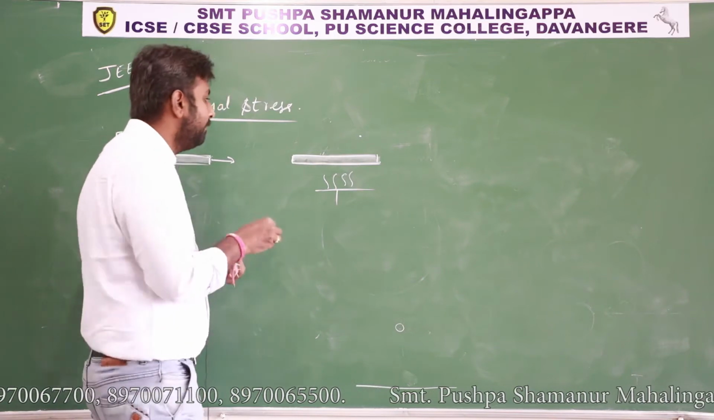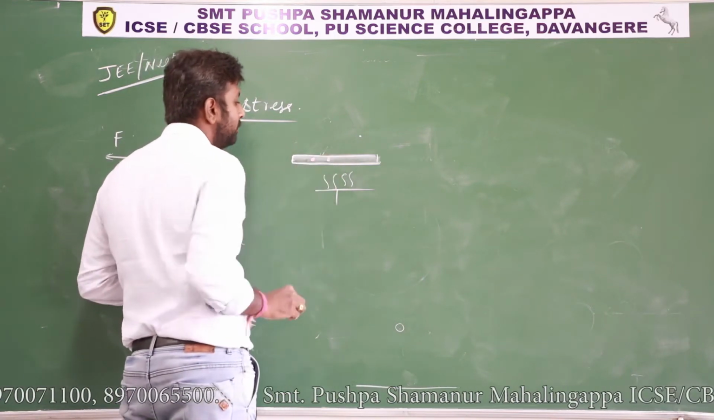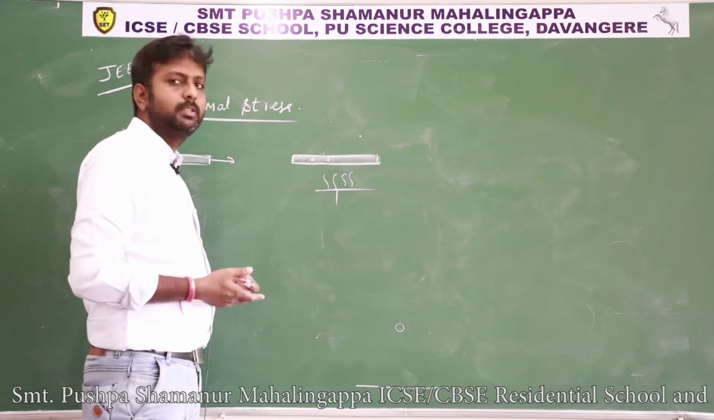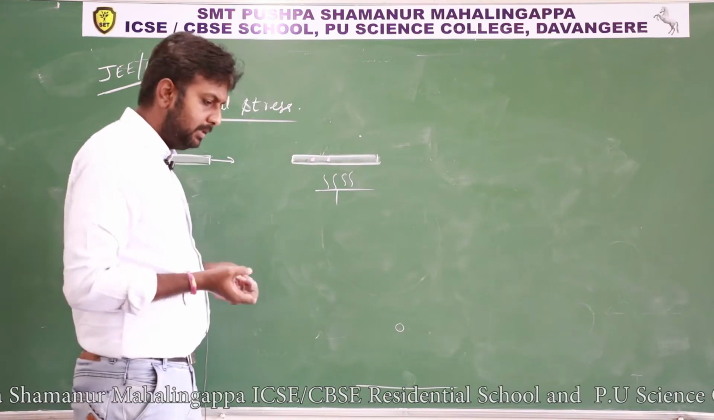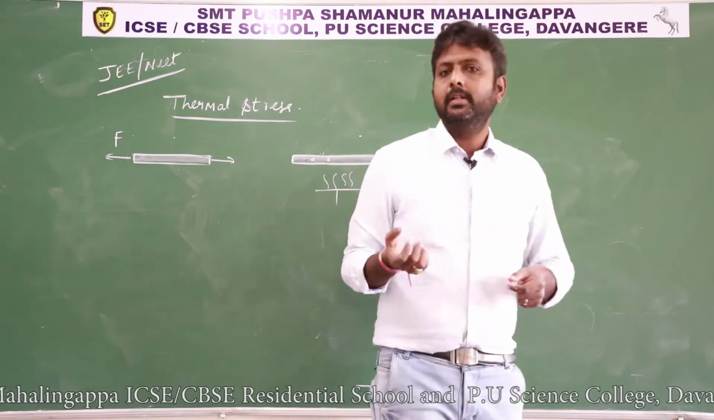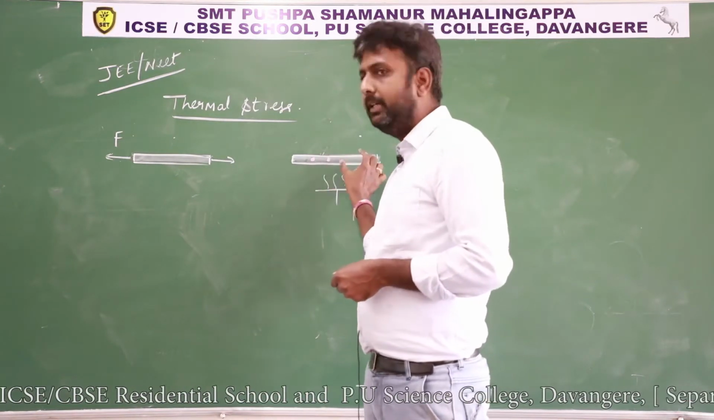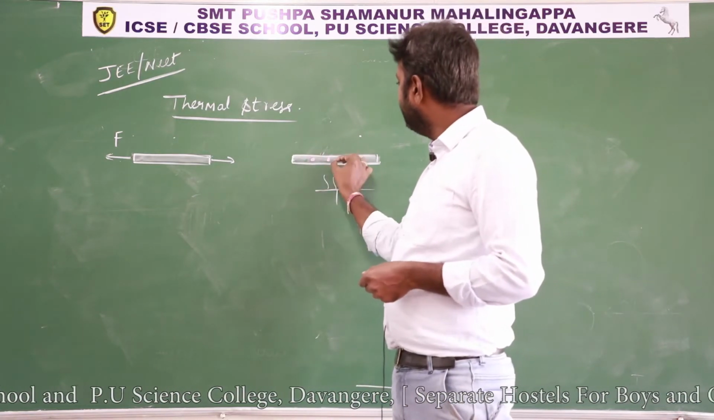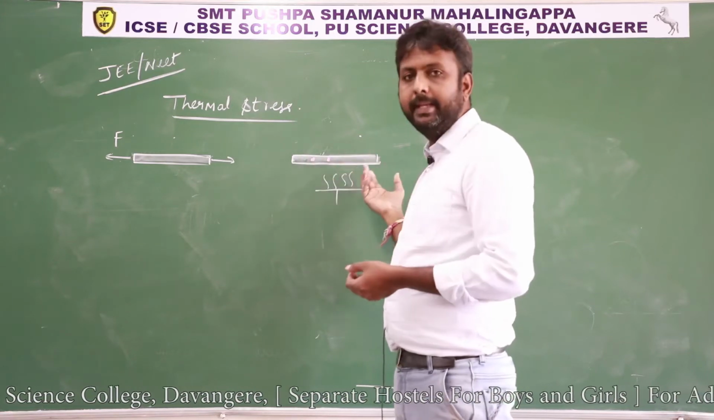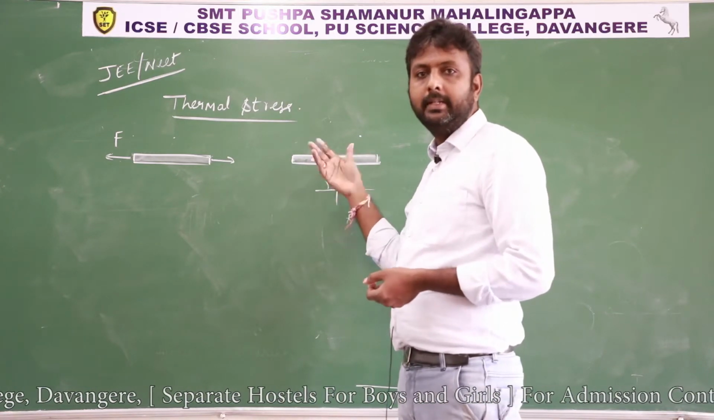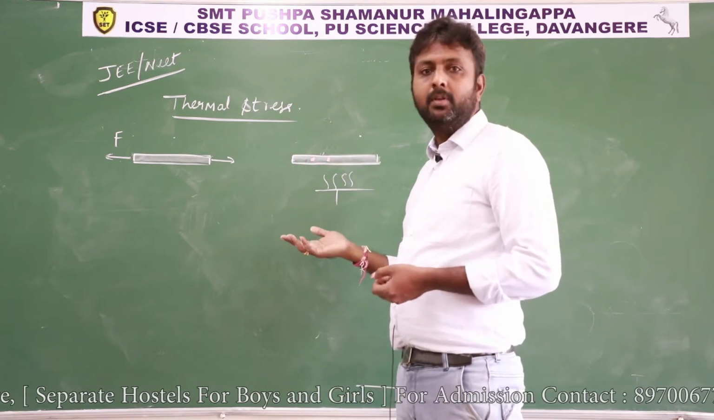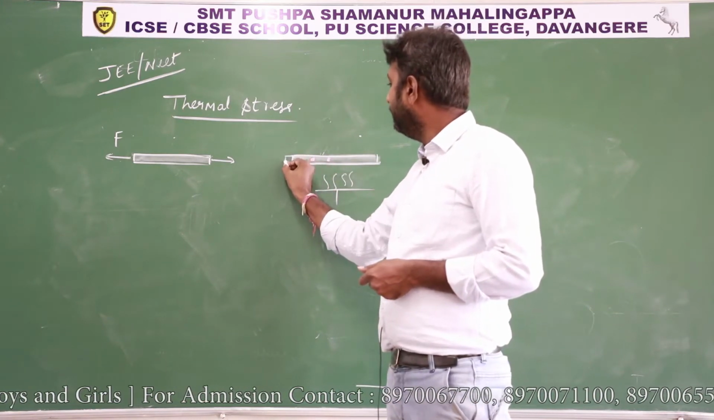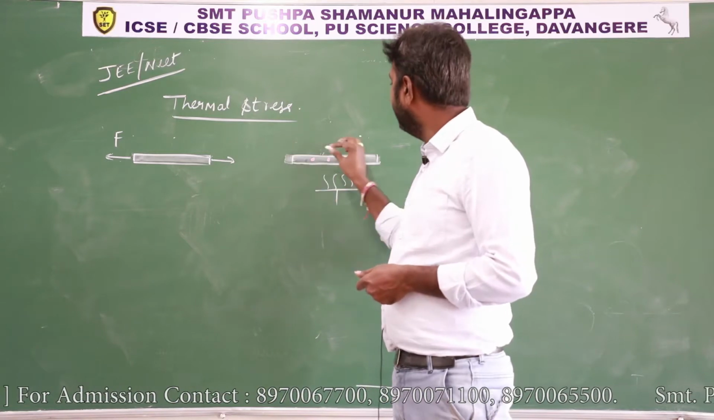What happens here is, you can consider the atoms. If you supply heat energy to this rod, the atoms or molecules will absorb that heat energy. Due to that, the vibration of atoms will increase. That means the kinetic energy will increase. If the kinetic energy increases, it will need some more space to execute that motion. For that, it needs more space, so definitely the length of the rod will increase.